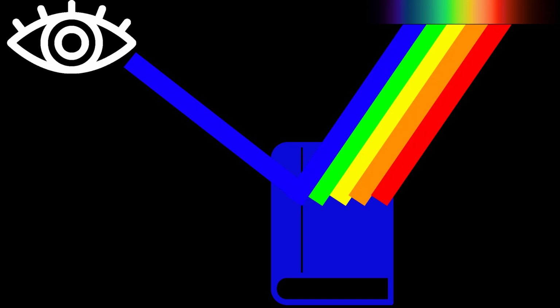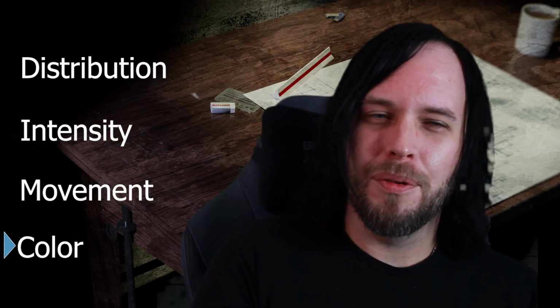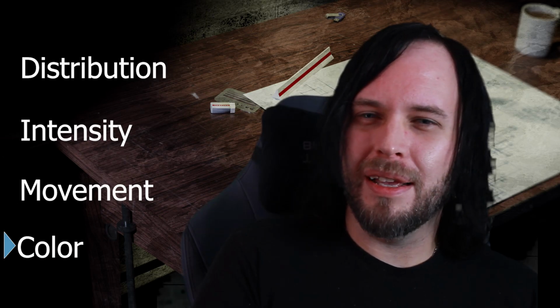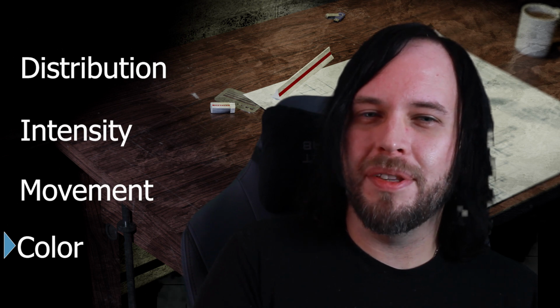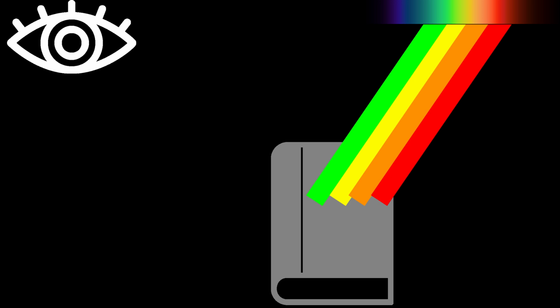Yeah, you think you got a blue book? No, you don't. You got a book that tends to reflect back to our eyes the blue part of the spectrum. It's a little pedantic, but why is that important? Because what happens if that part of the spectrum isn't hitting that book? Then that book can't be blue. It's going to look gray.